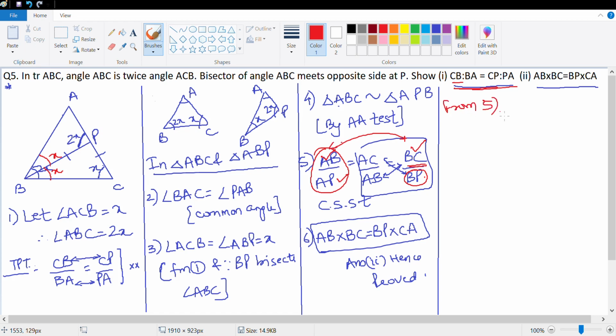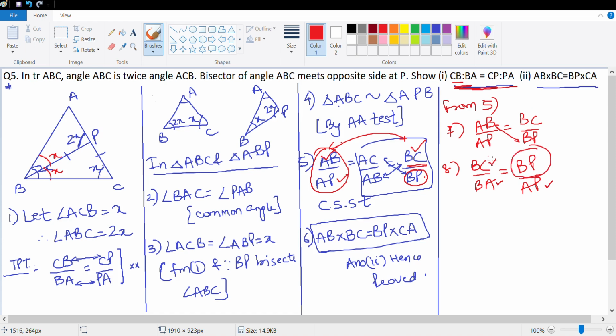From 5, what I get is number 7, AB upon AP is equal to BC upon BP. They wanted BC upon BA, so let's just exchange this, which means BC upon BA. I'm just exchanging these. This can be multiplied and taken on the other side. BC upon BA would be equal to BP upon AP. So I've got CB, I've got BA, I've got AP. This is the missing link. Is there anything that we've already done? Yes, we did that BP and CP are equal because this is an isosceles triangle. So instead of BP, I can write CP and this will be done. Let's just write that down.